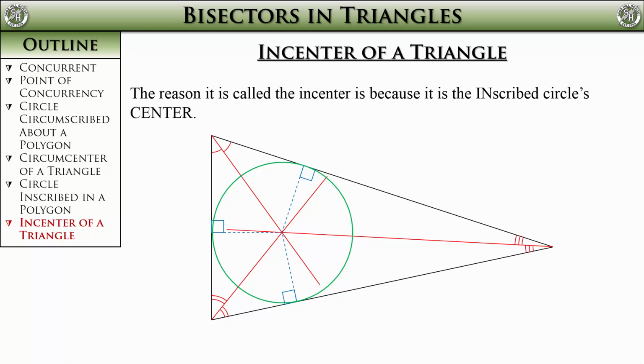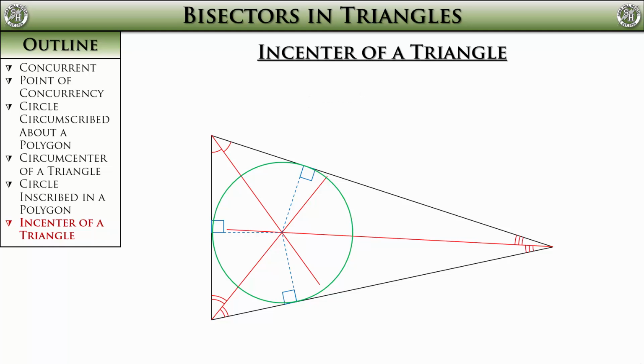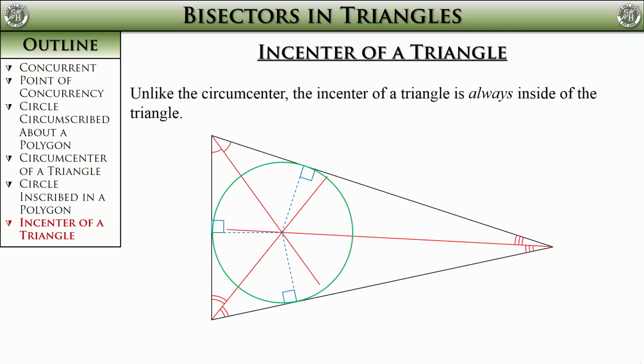You will end up constructing inscribed circles. So you'll need to construct the angle bisectors to find the incenter, then construct one of the radii, then draw the circle from your incenter. Sound fun? Last thing before we close the book on this section. Unlike the circumcenter, the incenter of a triangle is always on the inside of the triangle. That will make some of you very happy.